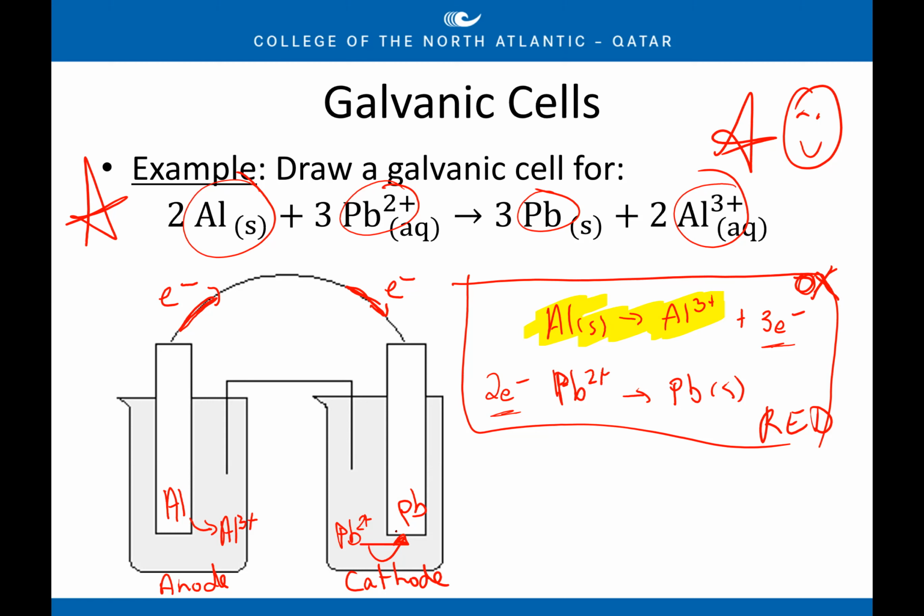That's it. Now, you could mention the salt bridge if you wanted to. I personally don't care about it. The way the salt bridge works is the negative charge goes towards the anode, the positive charge goes towards the cathode. But we're going to do some more of these, don't you worry.